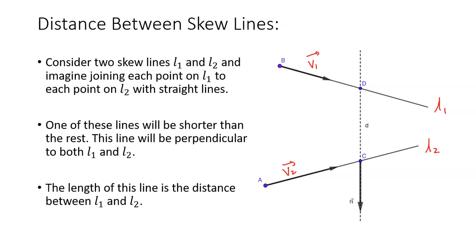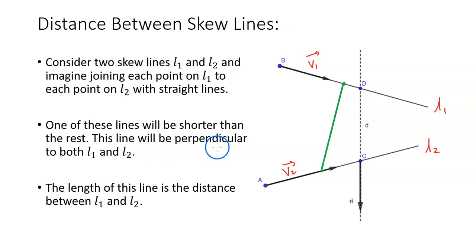Now imagine taking any point on one of the lines and joining it to a point on the other line, like this. Then if you do that for every pair of points on both the lines, there's going to be exactly one line that is shorter than the rest of them. And in our diagram, that's this line here, which joins the point C to the point D.